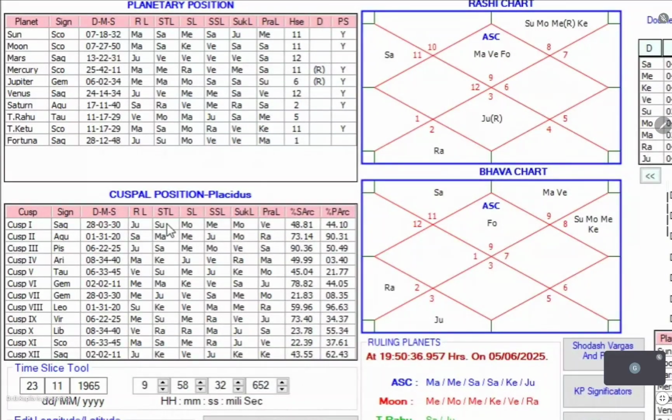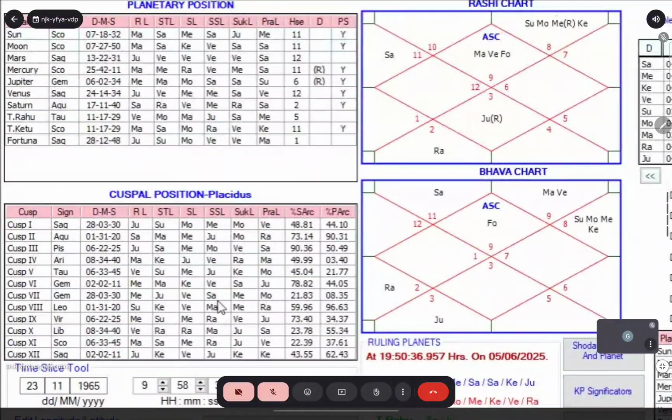So here now we will have to proceed to check the promise. The promise has to be checked through the star lord and the sub lord. So the star lord should appear in 1, 7 or 10. In the present case, the star lord is Saturn, and Saturn is appearing here in 7. It is not appearing in 1. It is not appearing in 10. There is no planet in 1, 7 and 10 in the bhava chart. So Saturn appears here in the 7.